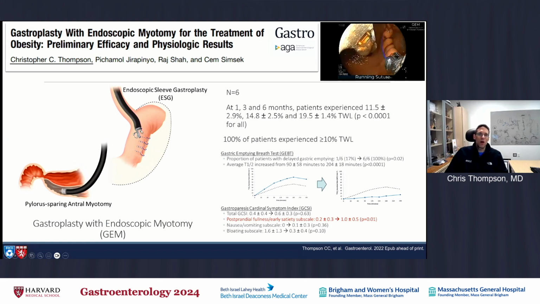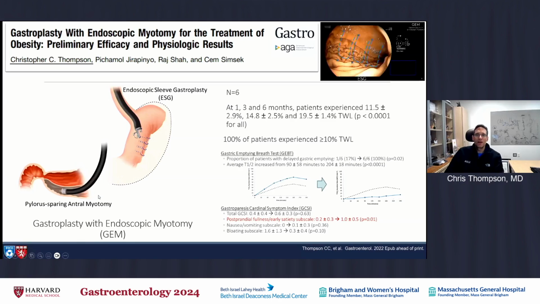Now, we did do a small abbreviated ESG in this case, but now we've modified this just to do the myotomy alone. And with that myotomy alone, we're getting as much weight loss as with the ESG in the MERIT trial. So that's something new, very affordable, very inexpensive. The RCTs are finishing up right now, but you might see this clinically available in the near future.